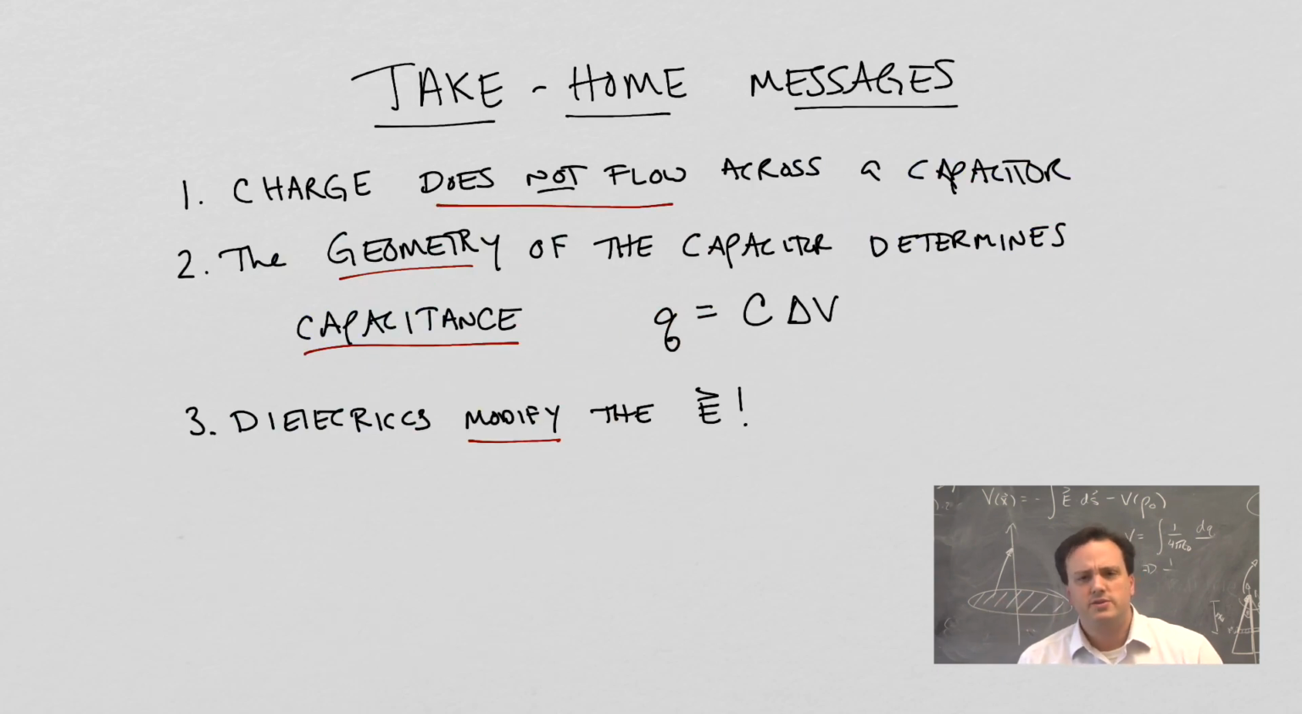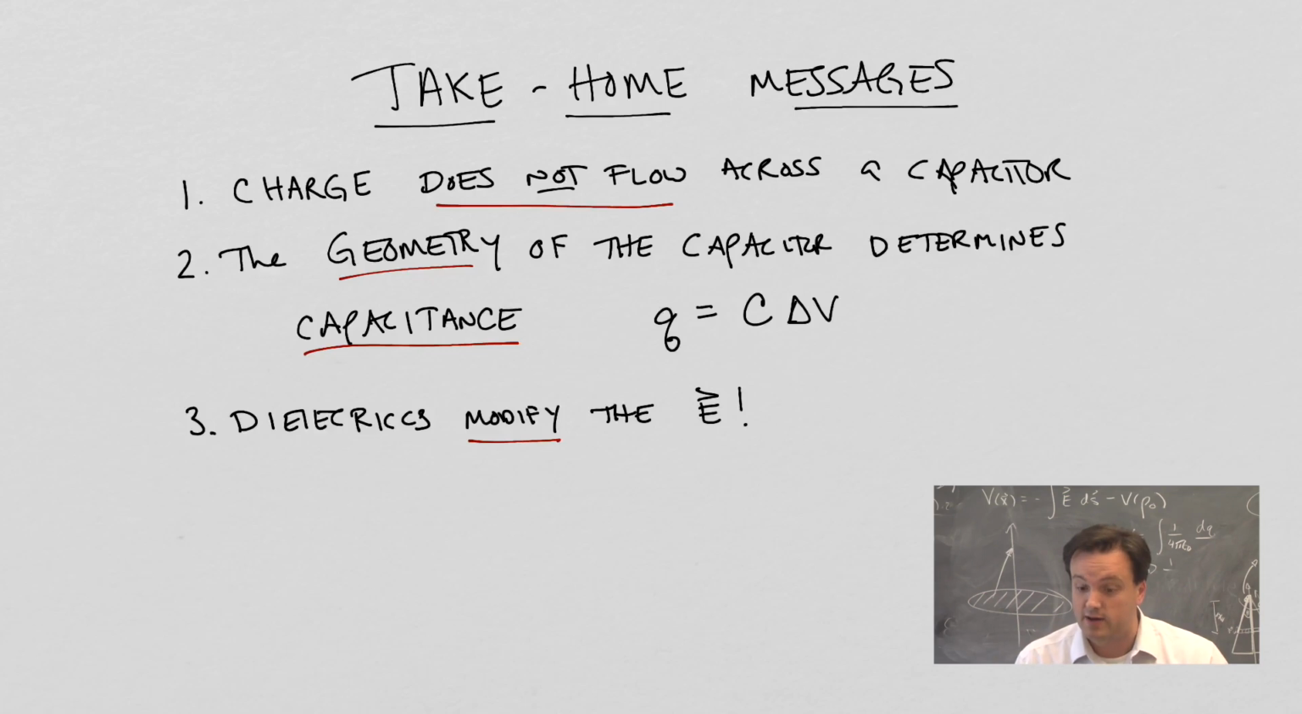Okay, so what are your take-home messages? I can use capacitors to build circuits, and when I put capacitors inside of circuits, charge does not flow across a capacitor. A capacitor, by definition, is two plates that can't touch each other. They can influence each other through the electric field, but they can't touch each other, and therefore charge can't physically flow across it.